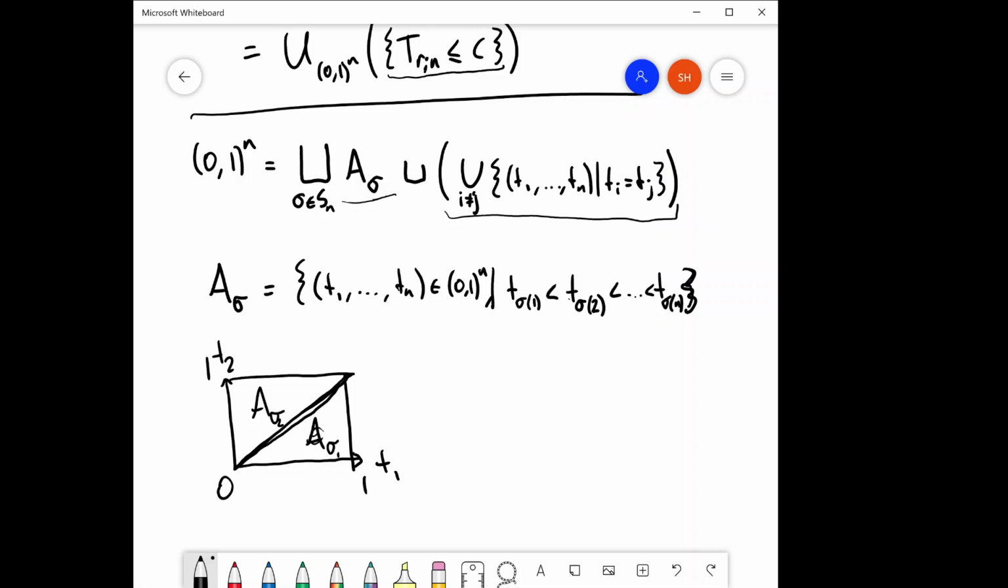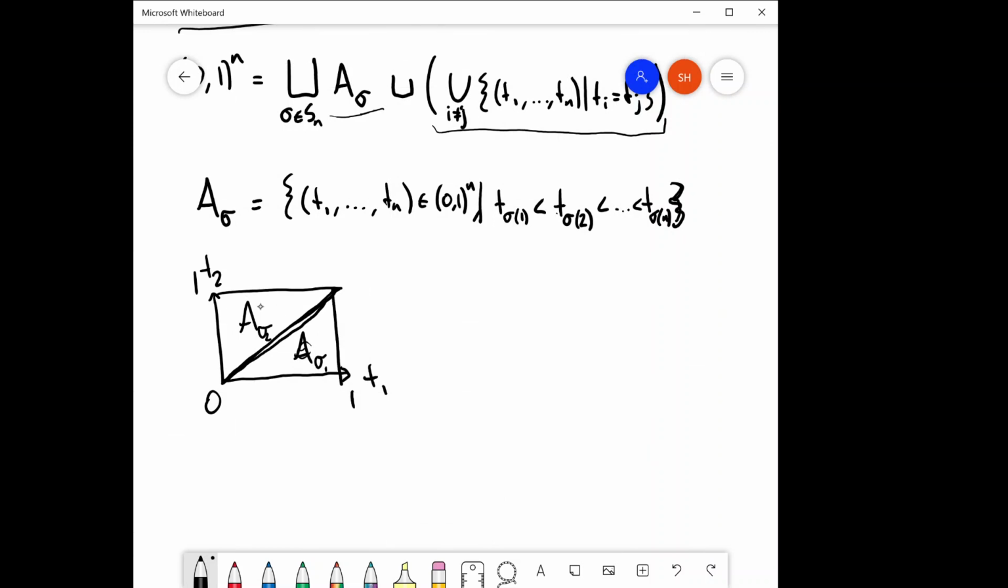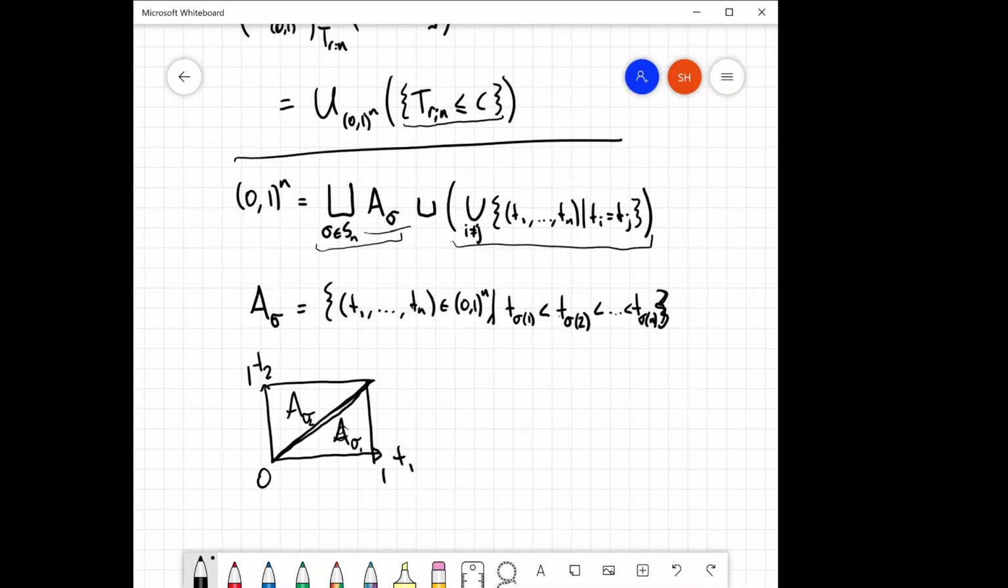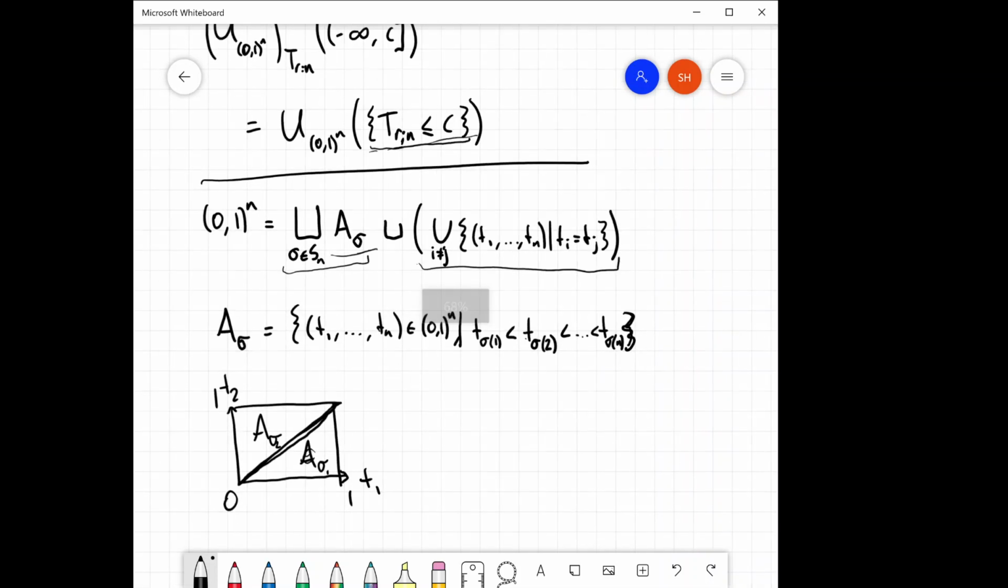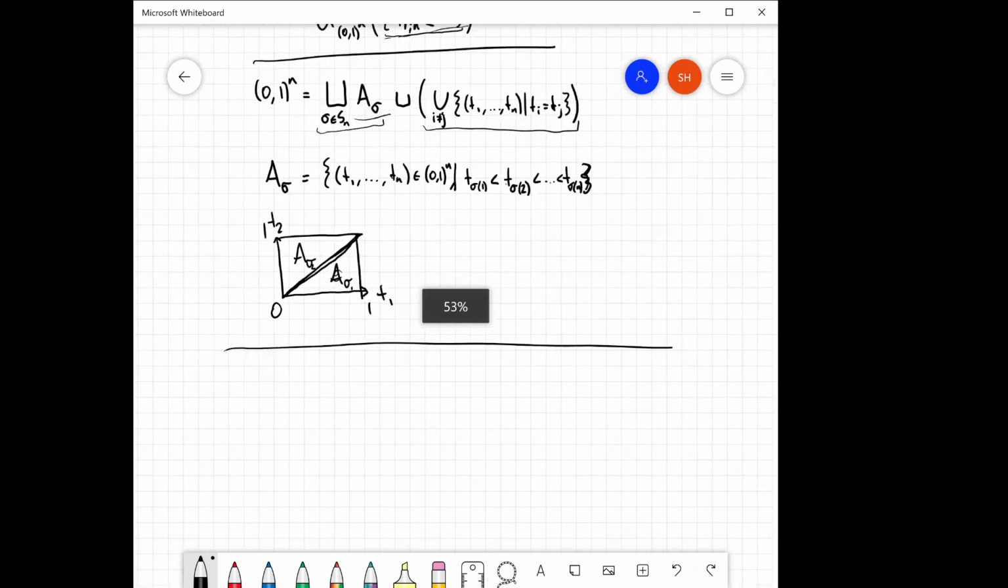So this will be one of your A sigma 1, and this will be your other A sigma. Okay, and if you do this in higher dimensions, you're going to have these sort of higher dimensional triangles and planes cutting them up. And we pretty much throw out the planes because the uniform distribution is going to associate 0 probability to those. And then on these sets, we know the order. And that's going to allow us to figure out this. Okay. So let's keep going with our computation.